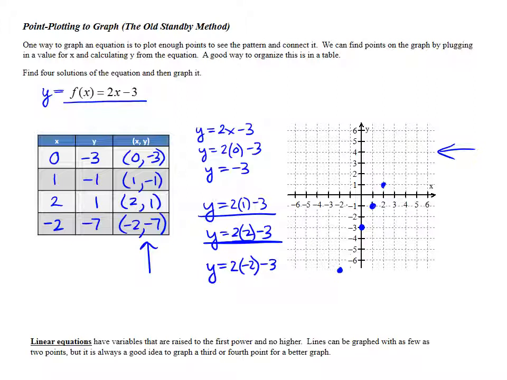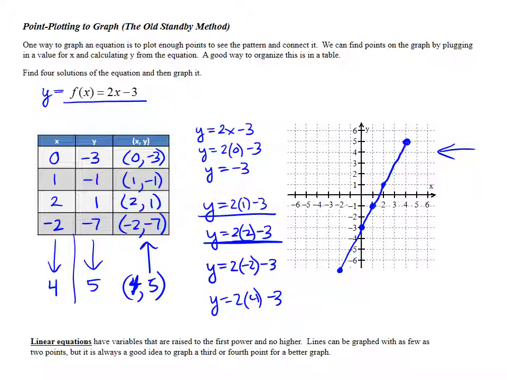So I could plug in another one, maybe x equals 4. If I plug x equals 4 in, I would have a y value of y equals 2 times 4 minus 3. That would be 8 minus 3, which is 5. So I'd have a point at 4, 5. And let's take a look at that, 4, 5. Do you see how every single point here lines up? So what we're seeing is the pattern that the solutions make.